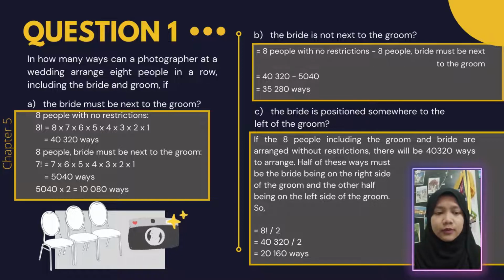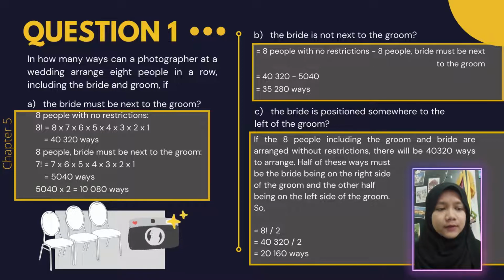A. If the bride must be next to the groom. If the 8 people were to be arranged without any restrictions, the solution is 8 factorial, which equals 8 multiply 7, multiply 6, multiply 5, multiply 4, multiply 3, multiply 2, and multiply 1. This gives 40,320 ways. Now, we want to arrange the 8 people, but the bride must be next to the groom. So we assume that the bride and groom are one person. This leaves us with 7 people to arrange. Therefore, 7 factorial, which equals 7 multiply 6, multiply 5, multiply 4, multiply 3, multiply 2, multiply 1. This gives us 5,040 ways. Then, 5,040 multiply by 2, and we get 10,080 ways.